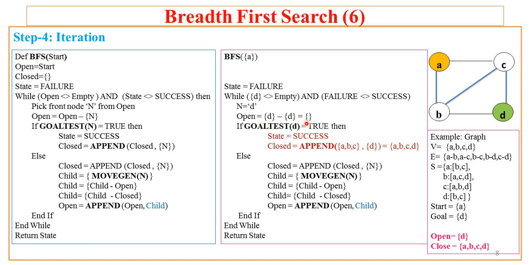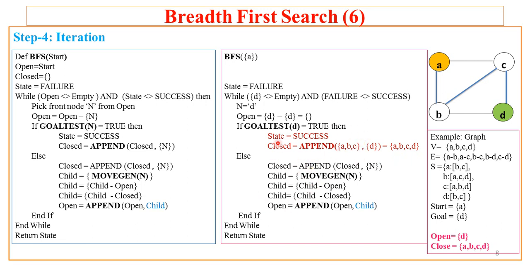Now at this point of time our open is empty. Here the goal test function will test whether this node D is goal or not. As this node is the goal node, it returns true. Now we update the status that we have found the node. So the state of the algorithm is success, that is we have found the goal node, and we'll append this current node to the closed list so that we get the list of nodes visited up to this iteration, that is iteration 4. So up to this point we have visited A, B, C and D, and no else part will be executed.